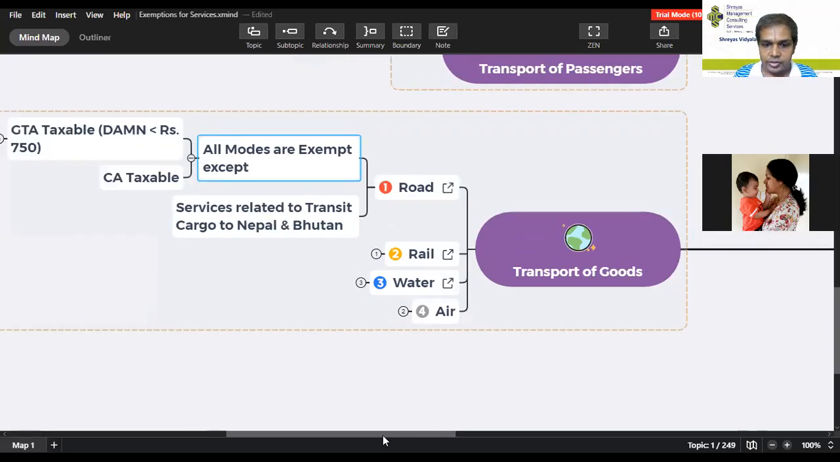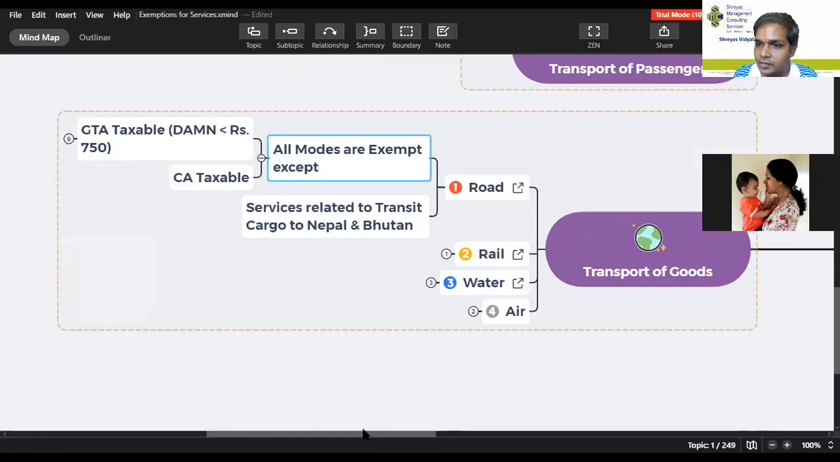They said GTA is taxable. Okay. And CA. Why CA is here? Can you guess what CA is here? Here the term CA represents courier agency. Okay. So GTA and CA are taxable. All other modes of transportation are exempt. Okay. They made it very simple.